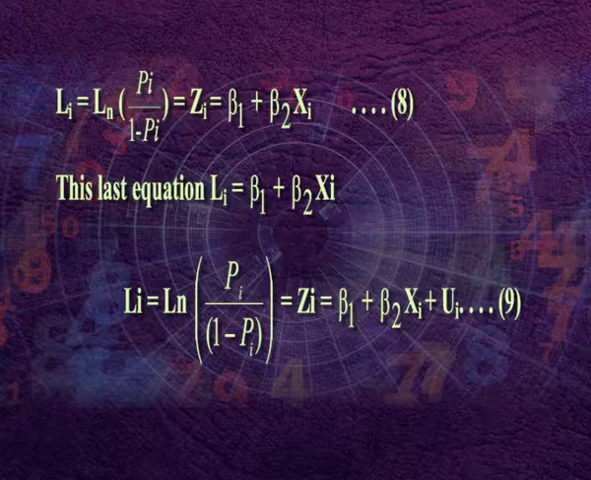This last equation, Li equal to beta 1 plus beta 2 xi, shows that the log of the odds ratio is not only linear in x, but it is also linear in parameters. L is called logit, and hence we have what is called the logit model, given by Li equal to ln of pi upon 1 minus pi, which is equal to zi, which is equal to beta 1 plus beta 2 xi plus ui. We denote it as equation number 9.